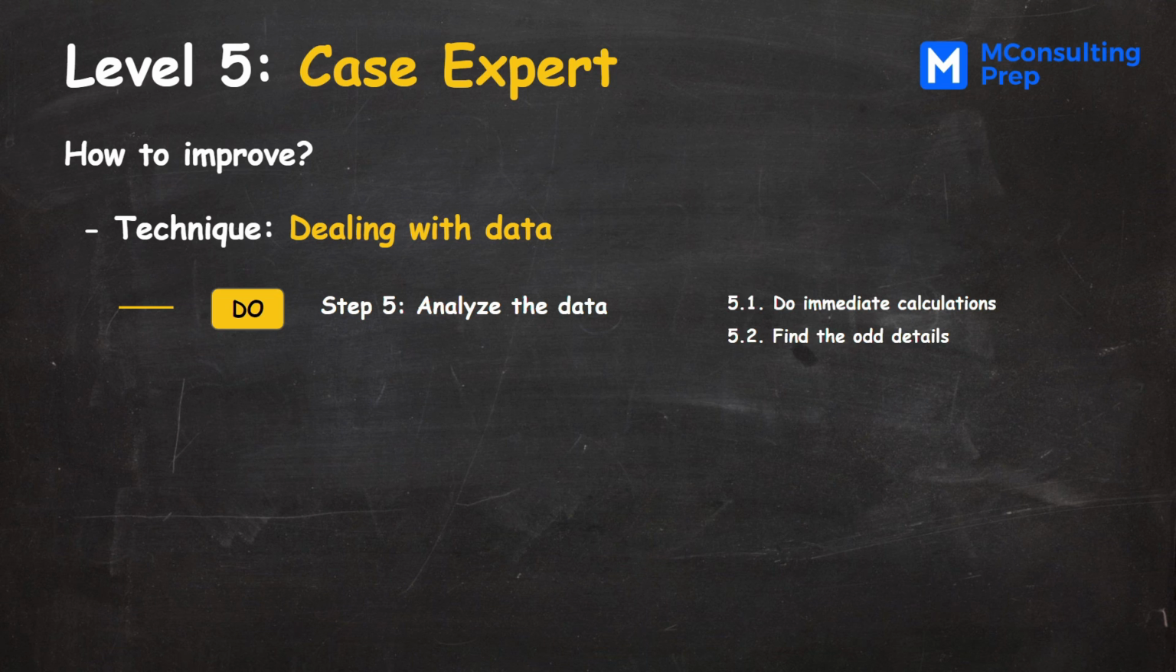2. Find the odd details. Is there a substantially high ratio? Is there an outlier? Is there a trend? Etc. Oftentimes, important insights can be found there. 3. Think back about the current issue tree. Does the data prove or disprove any hypothesis? Does the data actually pinpoint you to go in another direction?